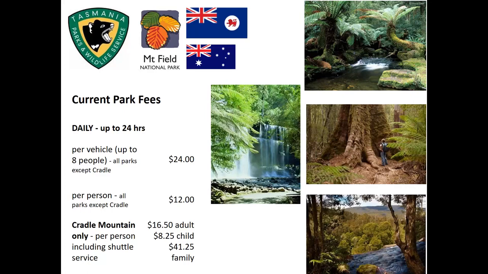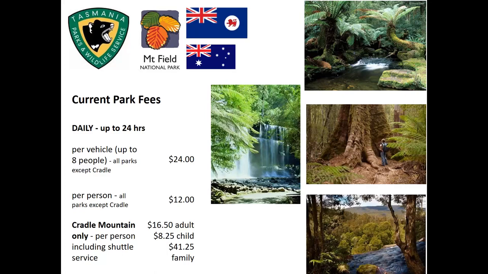This particular park we're looking at, we see pictures here, is called Mount Field National Park in the state of Tasmania, and it is not the largest or the smallest national park on Tasmania. And we can see the symbol, Tasmania Parks and Wildlife Service. That is the state government organization which maintains this particular national park, other national parks on Tasmania, and additionally other kinds of nature protection areas.